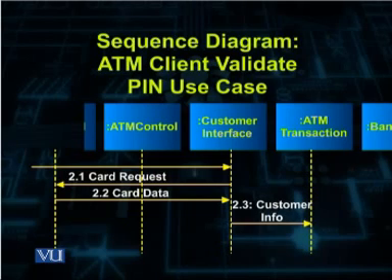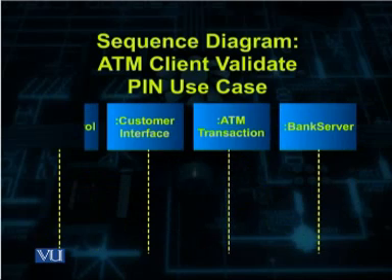Since there is no return message or response expected from the ATM transaction, the customer interface object sends a message to the ATM control that a PIN has been entered and it can proceed with the validation. And that's exactly what happens in the next step: the ATM control object sends a message to the bank server to validate the PIN, and the message is titled validate PIN.